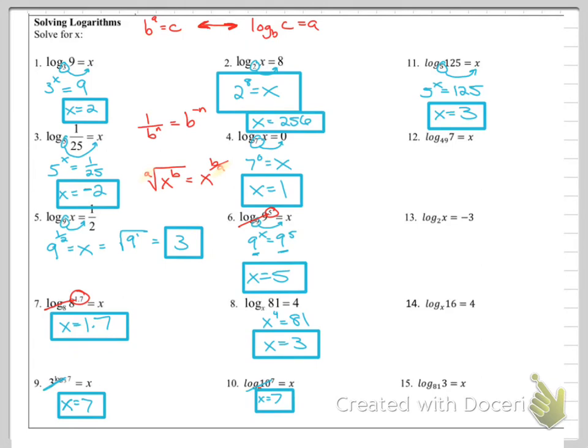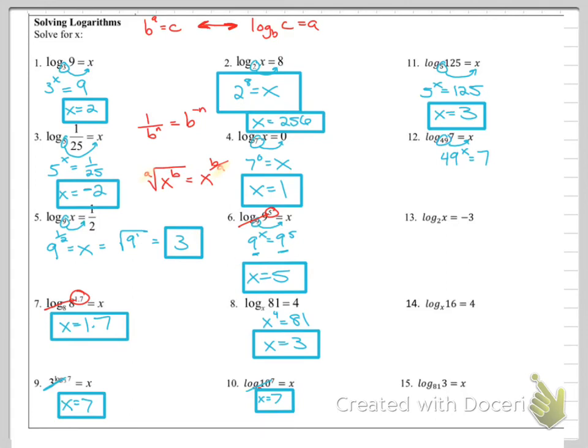We already did 11, number 12. These don't look too bad. See how many of the last ones you can finish solving. Pause your video.